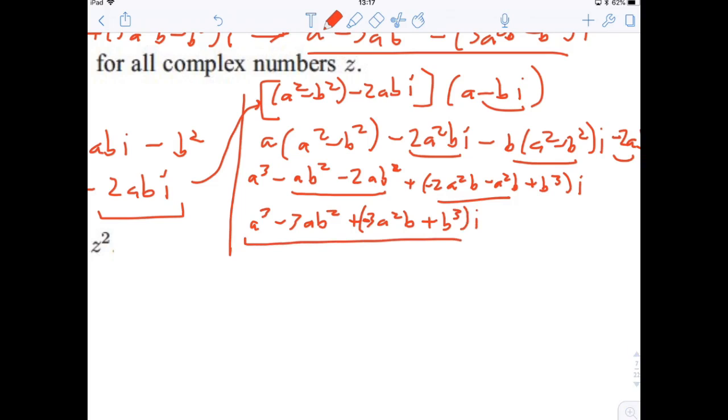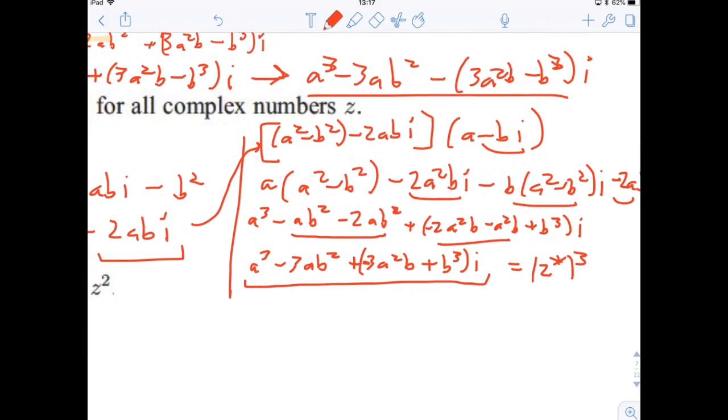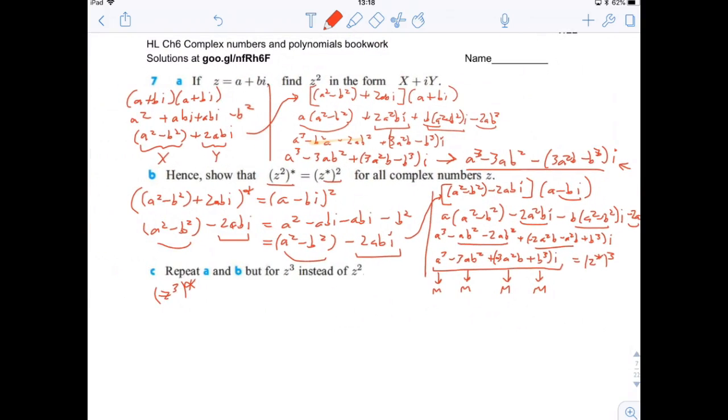Okay, so now this is equal to z conjugate cubed. And now we're going to compare this to this, which is z cubed conjugate. And yes, the a cubed is matching. Minus 3ab squared matches. Negative 3a squared b matches. And plus b cubed also matches. So it worked out. We did repeat it, and we do have a match.